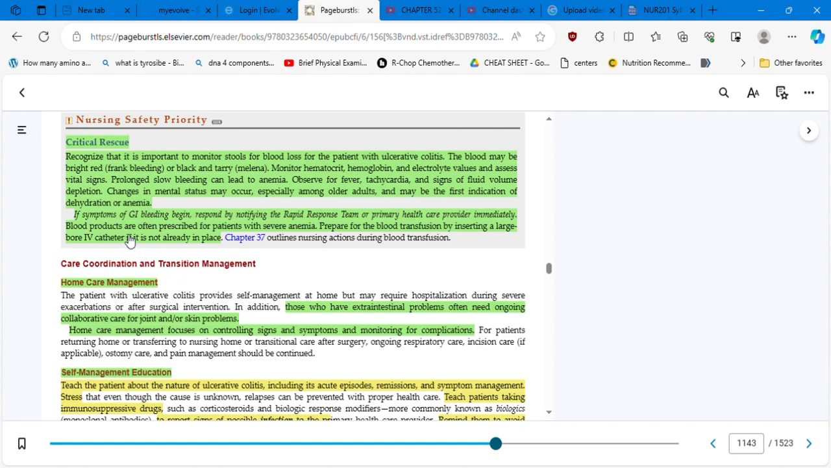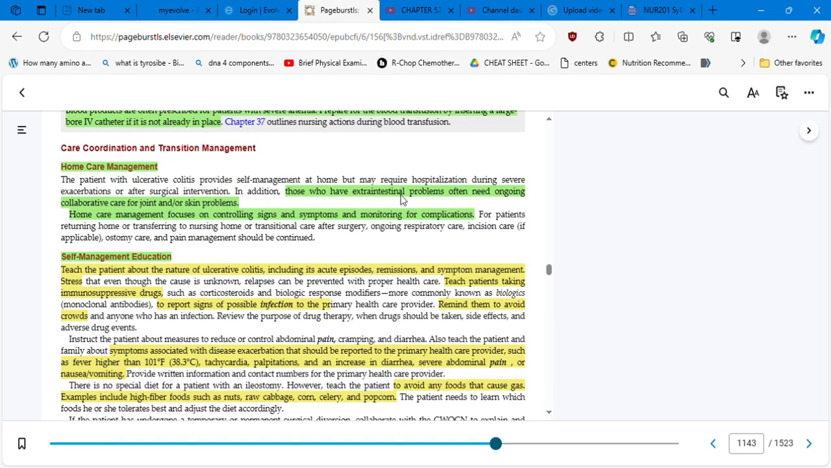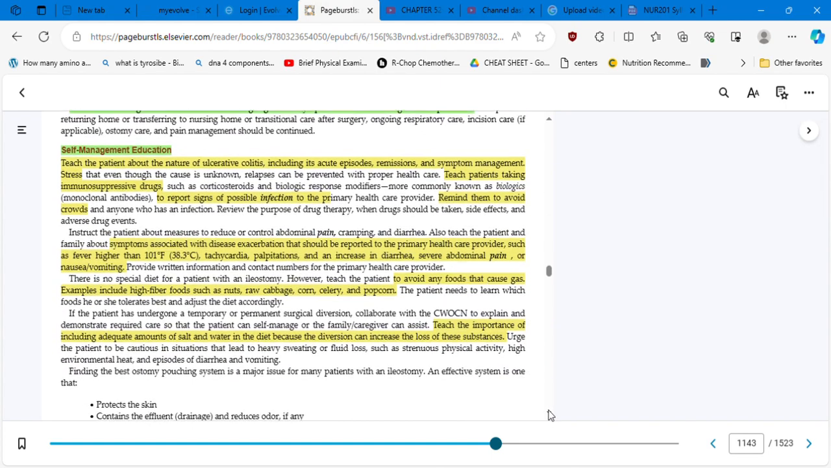Blood products are often prescribed for patients with severe anemia. Prepare for the blood transfusion by inserting a large bore IV catheter if it's not already in place. Home care management. Those who have extra intestinal problems often need ongoing collaborative care for joint or skin problems. Home care management focuses on controlling signs and symptoms and preventing complications.